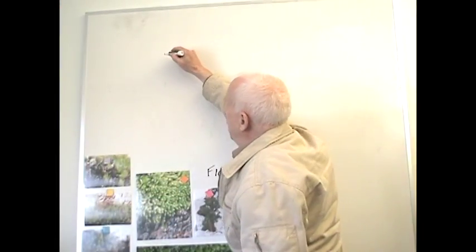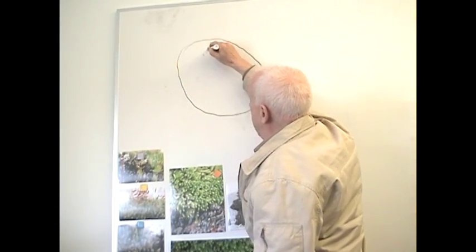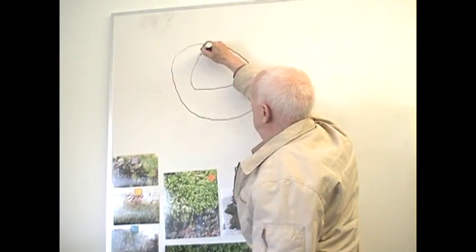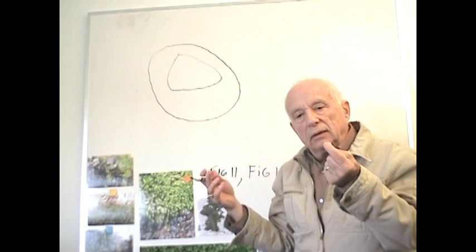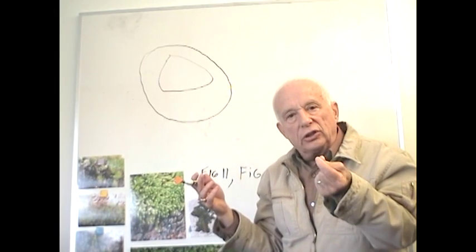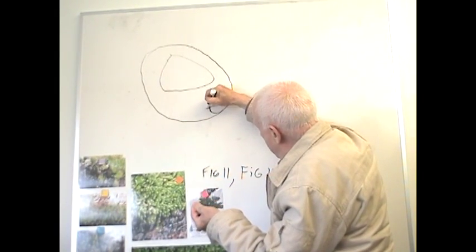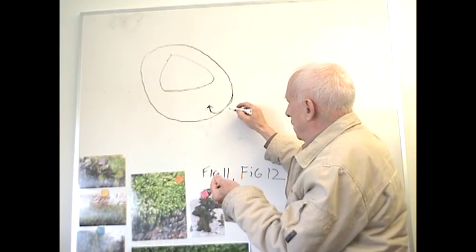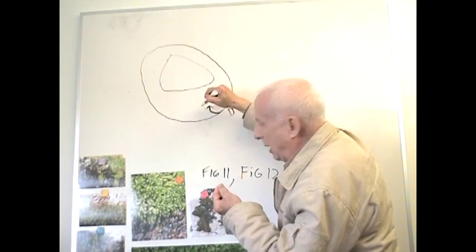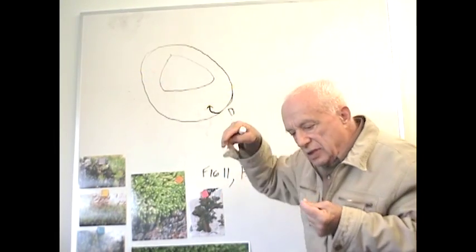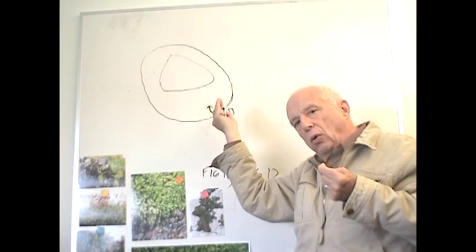If we look at figure 11, you'll see a frog blastula. That's the hollow ball stage. Now we get to the gastrulation stage, and you'll see cells start moving in dorsally. This is the dorsal lip of the blastopore. This is the blastopore. So cells are moving from the outside to the inside of the embryo.